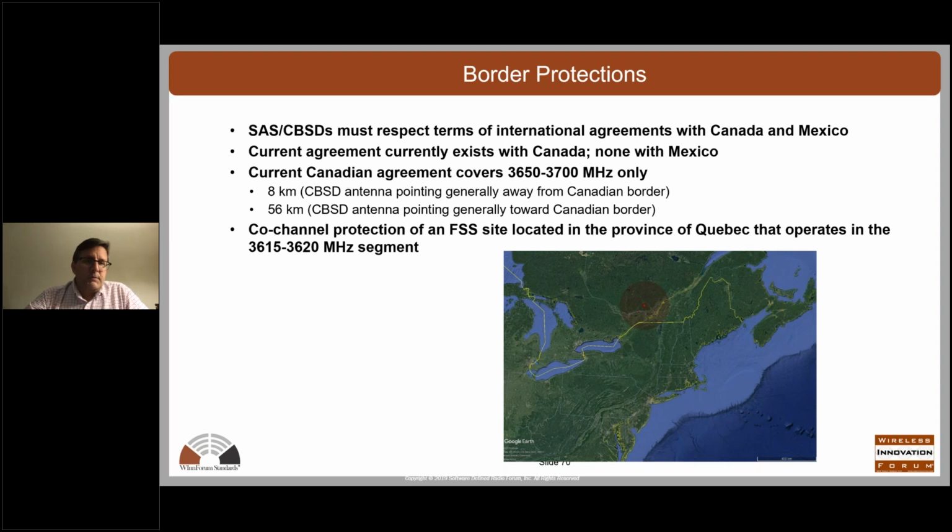But basically, if you're within 56 kilometers of the Canadian border, you might be impacted right now. But again, contact your SAS administrator. And we do have to protect one Canadian fixed satellite service Earth station. You see it there. Part of the 150-kilometer coordination zone dips into the state of New York, but it's not really a major factor. Next slide, please, Lee.